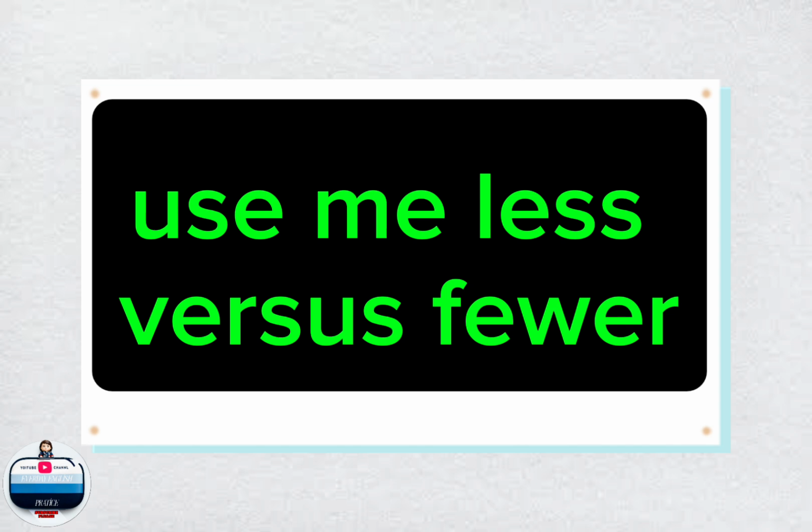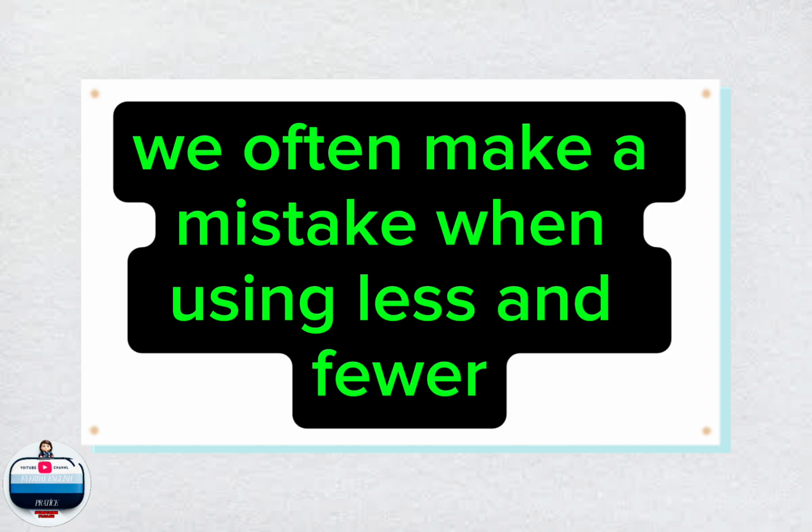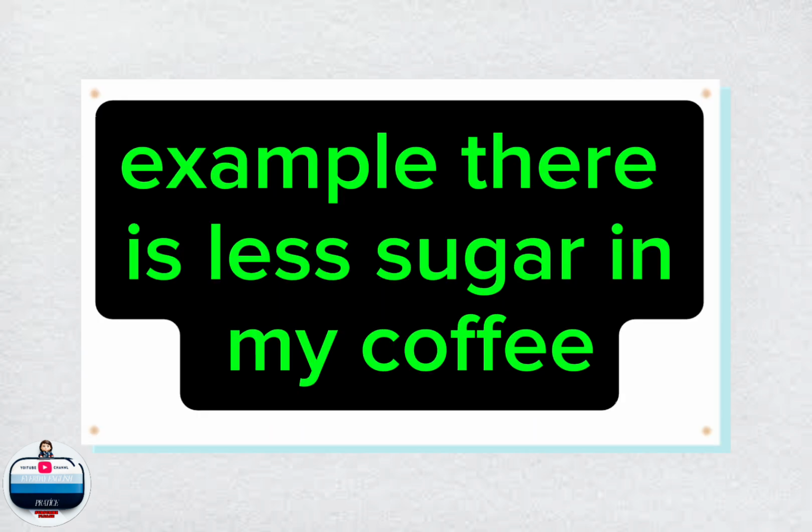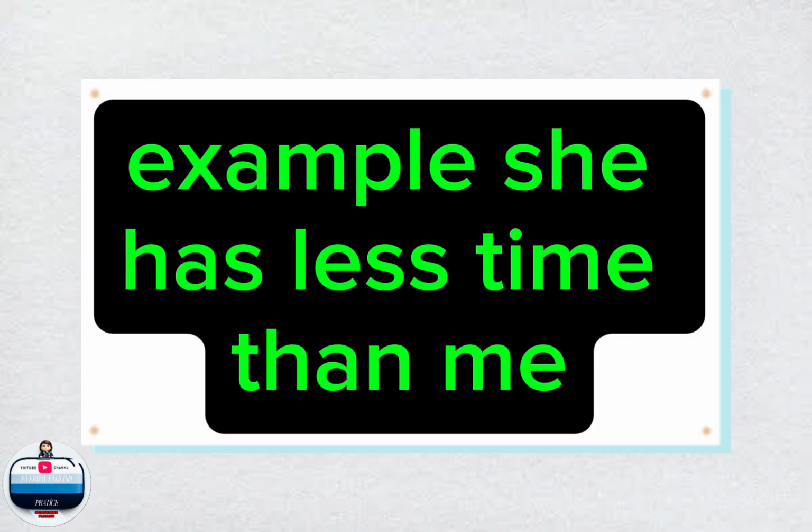Less versus fewer. We often make a mistake when using less and fewer. Less is used with uncountable nouns. Example: there is less sugar in my coffee. Example: she has less time than me.